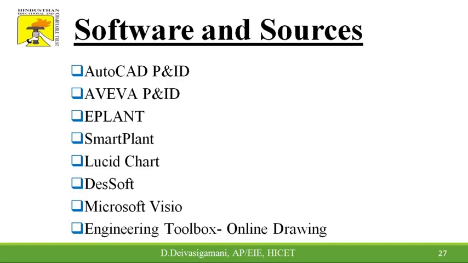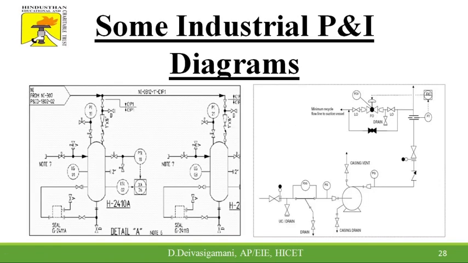And these are some of the software and sources that are used to draw the P&I diagram. AutoCAD P&ID, which is familiar to mechanical and chemical engineers, Aveva, ePlant, SmartPlant, Lucidchart, Microsoft Visio. Of course, Microsoft Visio is useful for mathematical expressions, and some online engineering toolboxes are also available to draw P&I diagrams. So these are some exact P&I diagrams of industries.